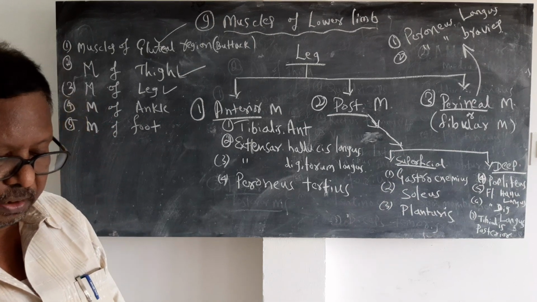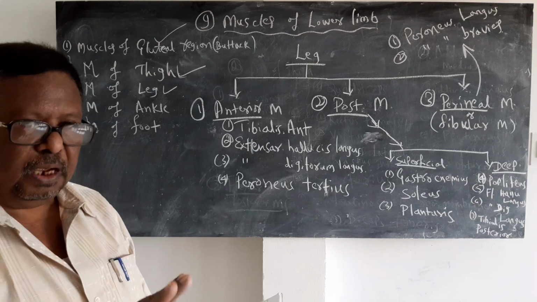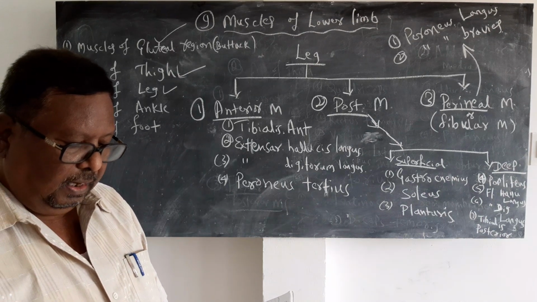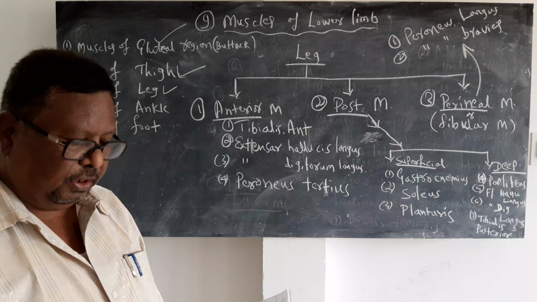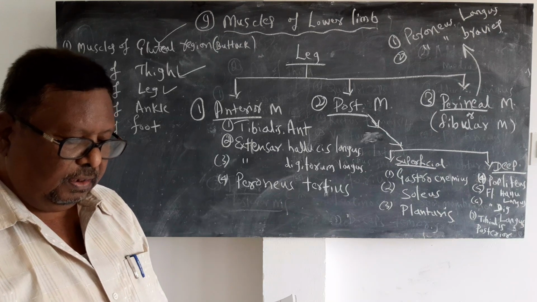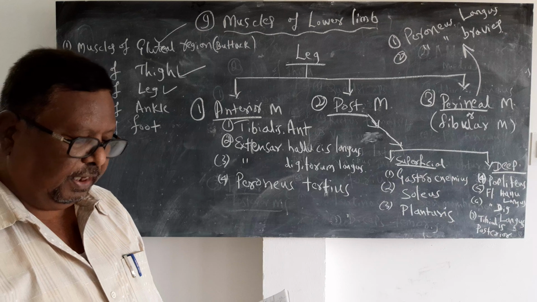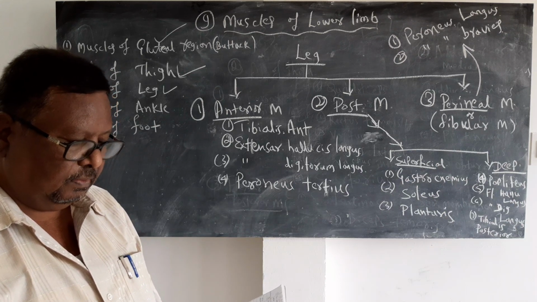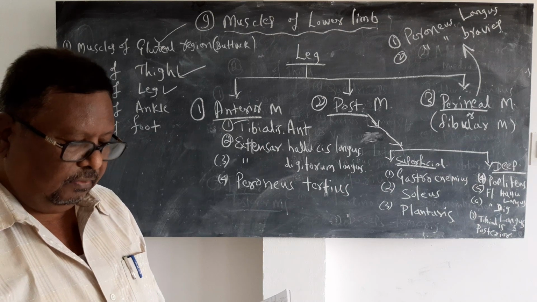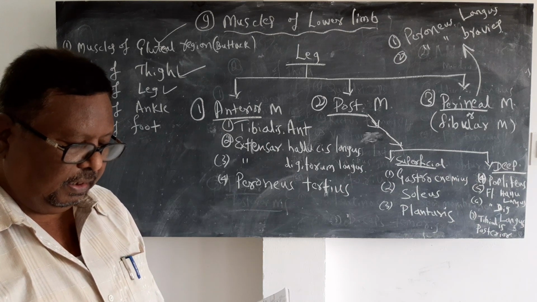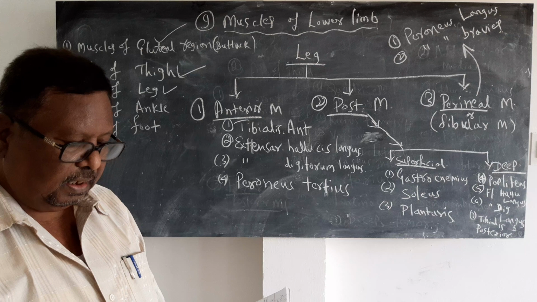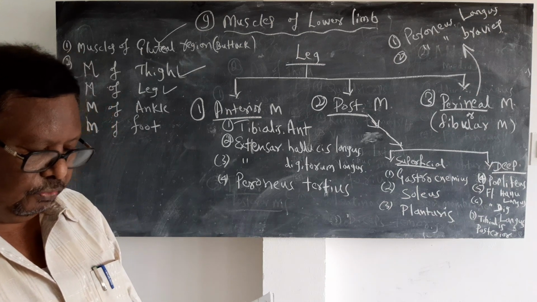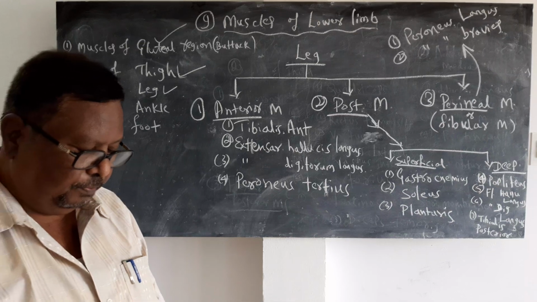Dorsiflexion is nothing but the upward movement of the foot at the ankle joint. At the ankle joint, when the upward movement of the foot takes place, then this muscle takes its action. It acts as an inverter of the foot at the talus and the mid-tarsal joints. It also maintains the medial longitudinal arch of the foot.